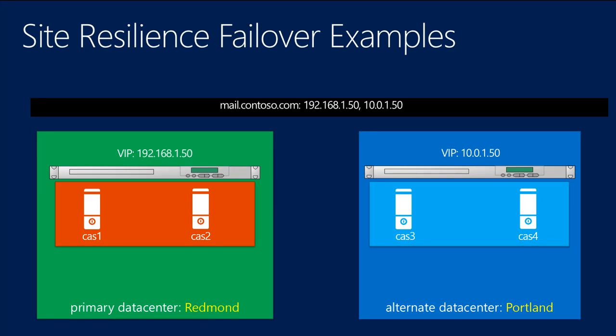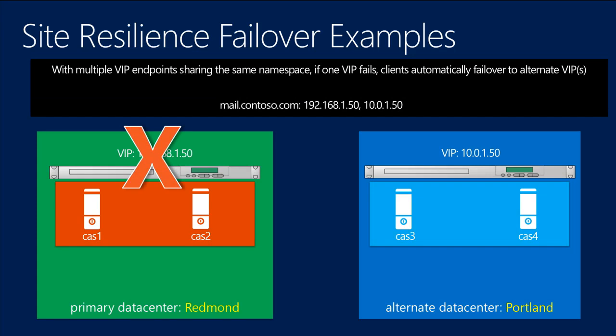And what happens is if you lose one of those endpoints, say for instance, we don't even lose all of Redmond, we just lost the load balancer that was supporting that VIP. So everything else behind that VIP is still fine, but the VIP is down, so clients can't make a TCP connection to it anymore.